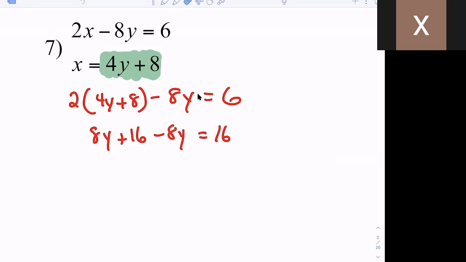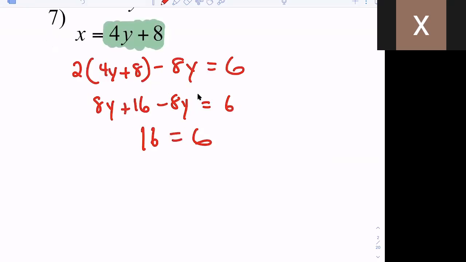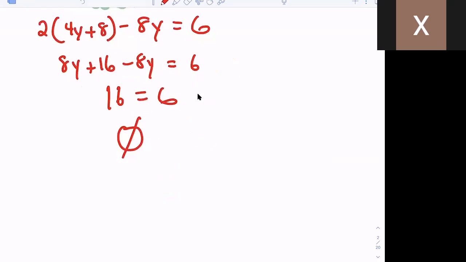Now we have an issue. What is the issue? It says 16 equals 6. Is that a problem? Yes, that's a problem. That means there is what again? No solution. And why is it no solution? What's true about those lines then? They are parallel. No solution means parallel. They are parallel lines. Everybody should be writing that down. That's always on all standardized tests.